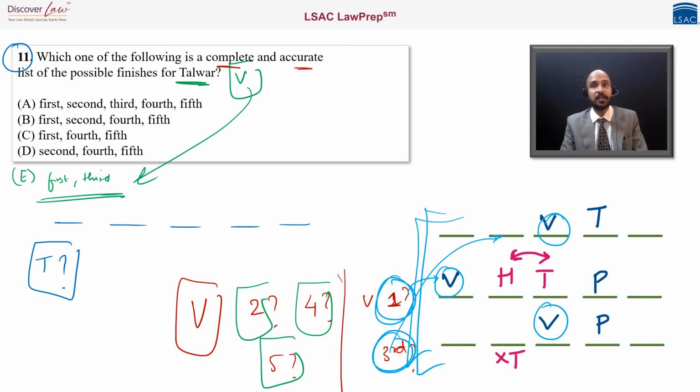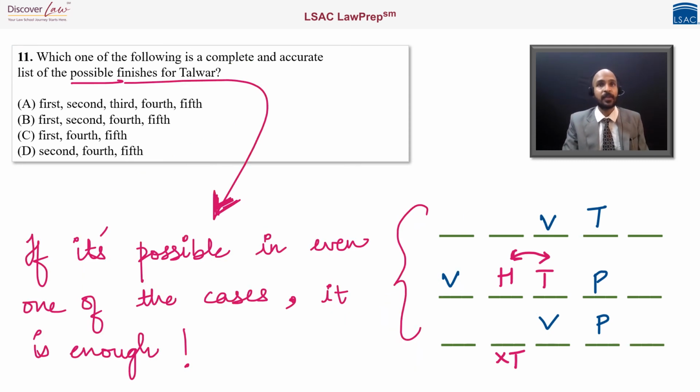So let us understand the question correctly once again. The question is basically asking you, what are the possible finishes? Let us say T can land up in a certain position in even one of the cases. That is enough. If it lands up in, say, 5th position in one of the cases, it means 5 is possible. If it lands up in the first position in, say, one of the cases only, it means even 1 is possible. So now we have to count what the possibilities are.